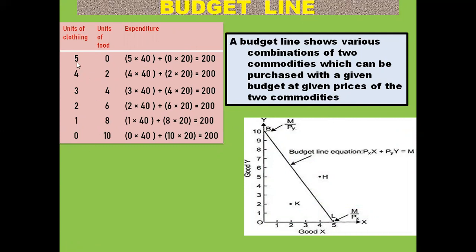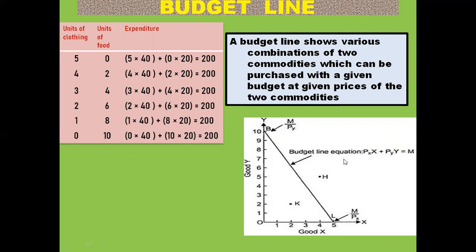So suppose here 5 units of clothing and 0 units of food. We get one combination here. Again, 4 units of clothing and 2 units of food gives another combination. So if we plot these combinations, we get the budget line. Here we measure good X, that is clothing, on the X-axis, and Y, that is food, on the Y-axis. Here, this is the maximum point where only clothing is consumed as 0 amount of food is consumed. And here 10 units of food is consumed and 0 units of clothing is consumed.